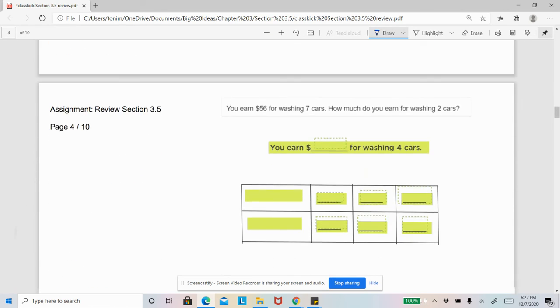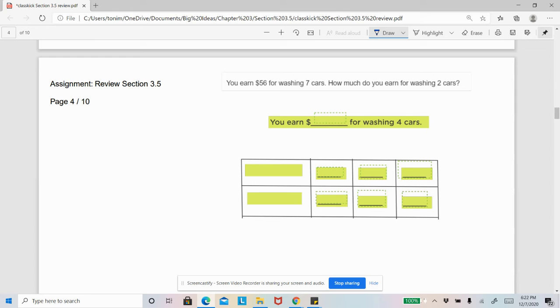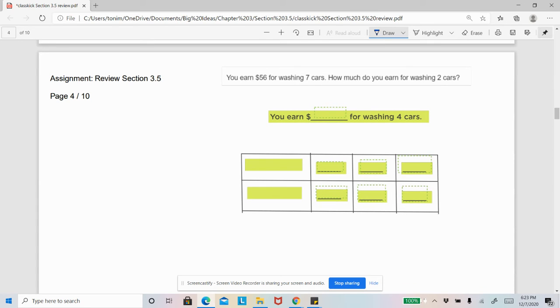And then I'm going to now go to slide 4, I believe. Let's see. Yes, I'm going to go to slide 4. Okay, so for slide 4, it says you earn $56 for washing 7 cars, but you want to know how much you earn for washing 2 cars. So if you look, we're going from 7 cars to 2 cars. So our cars is going to be our denominator because that's what's changing, and this is our money. So remember, we're going to make 56 over 7.